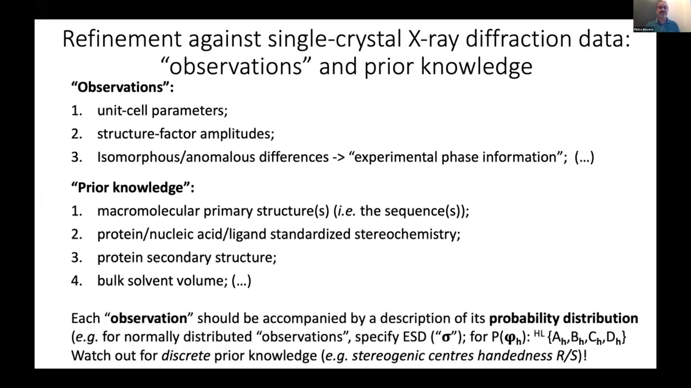Each of these observations would optimally be dealt with by knowing or modeling its probability distribution. If they are Gaussians, we can specify it by an estimated standard deviation for the Gaussian. But in the case of external phases, it will be encoded in a set of Hendrickson-Lattmann coefficients, for example. Obviously, not all the prior knowledge that we use is continuous and therefore amenable to having a probability distribution.